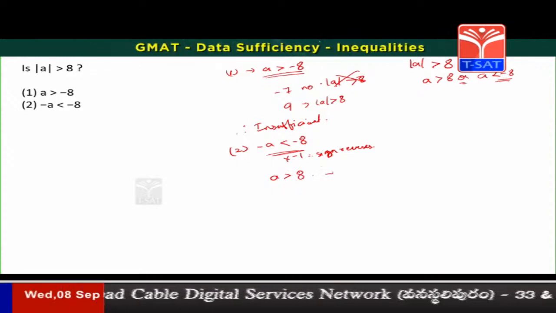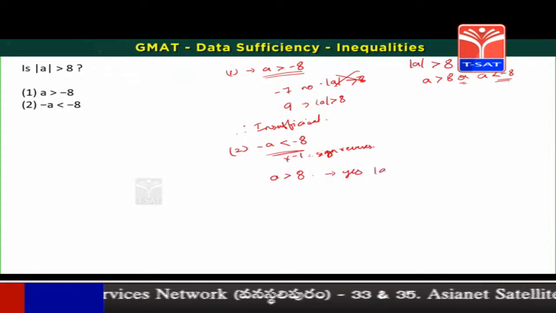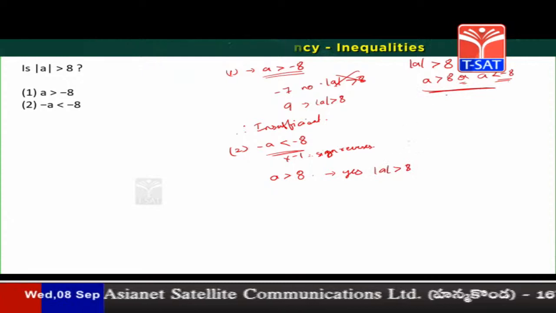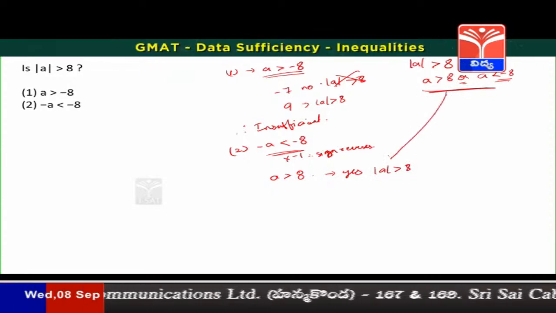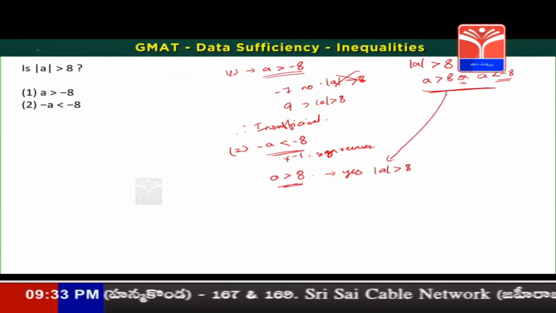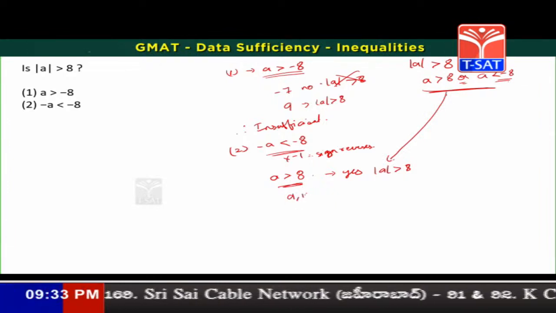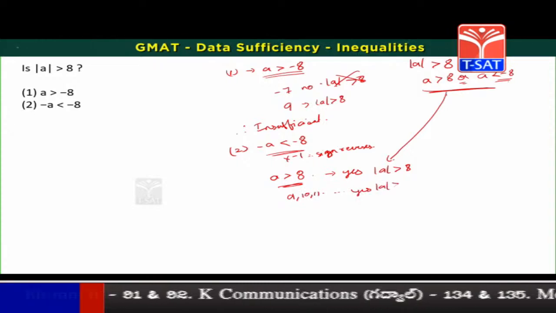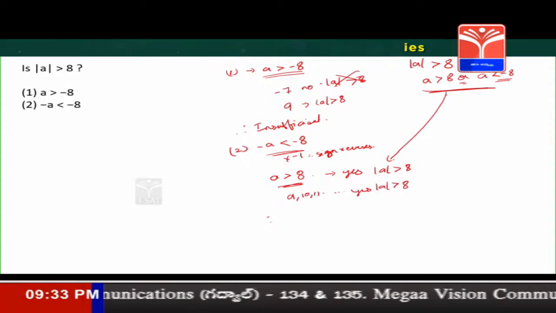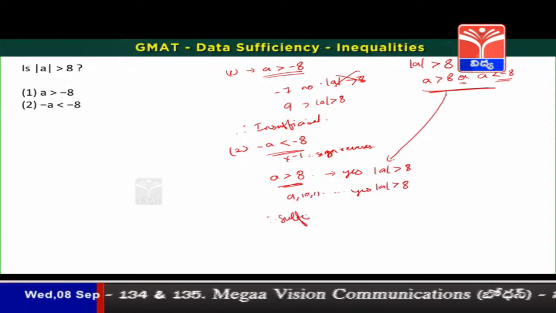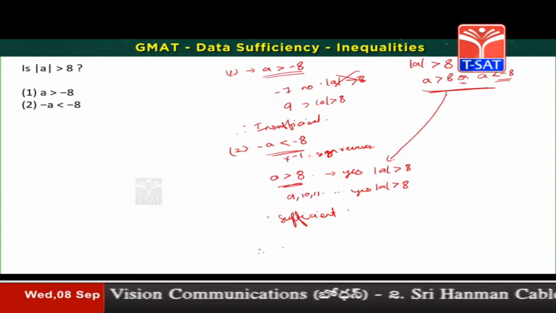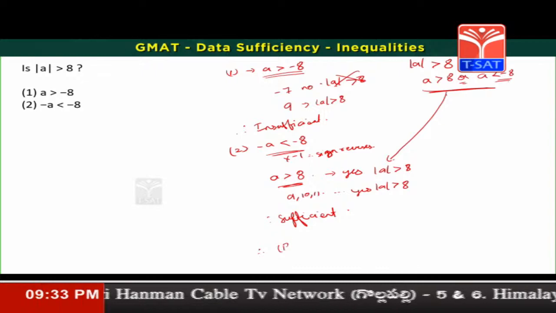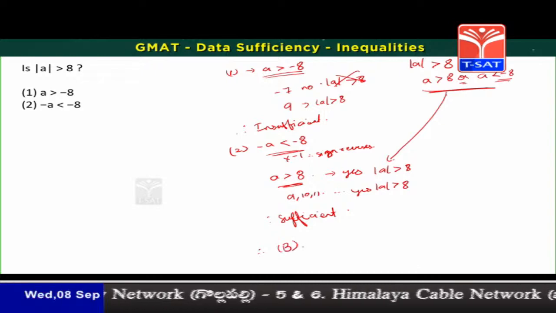So, here you can say that yes, mod of A is greater than 8, because from here you can see that A is greater than 8 for any number. Take 9, 10, 11, any number, always yes, mod of A will be greater than 8. Therefore, this is sufficient to answer the question. Thus, statement 2 alone is sufficient, but statement 1 alone is not sufficient to answer the question, which comes out as answer option B.